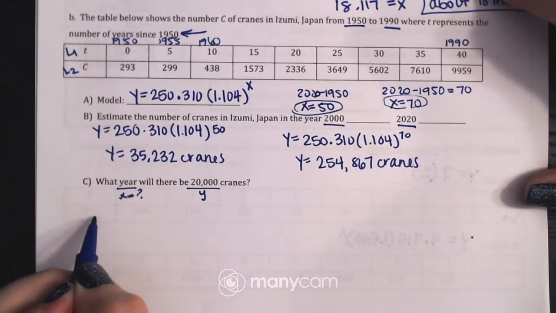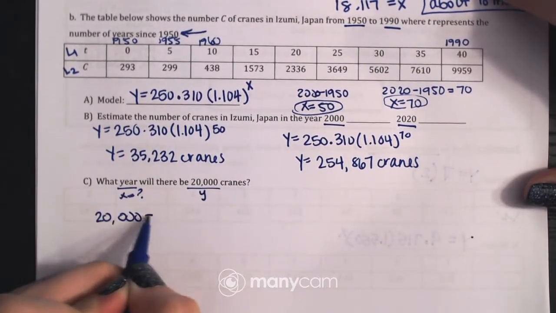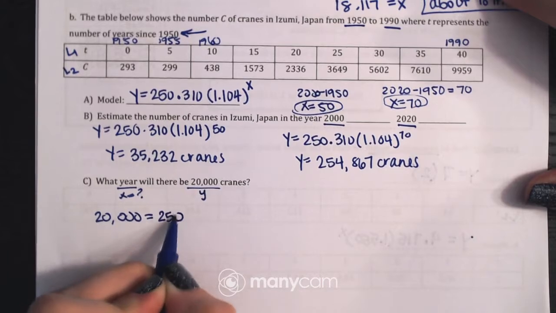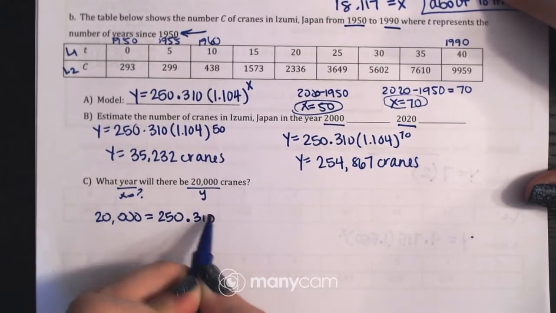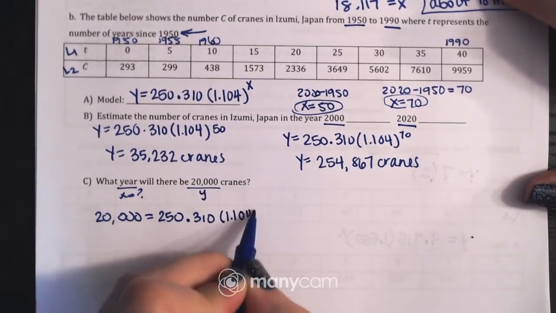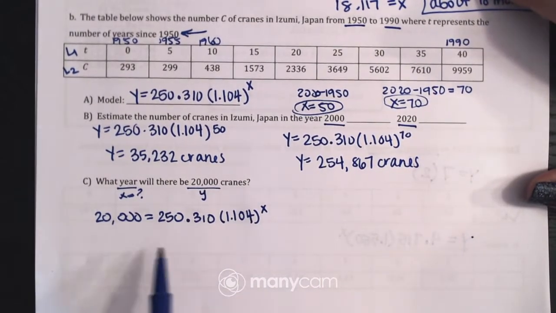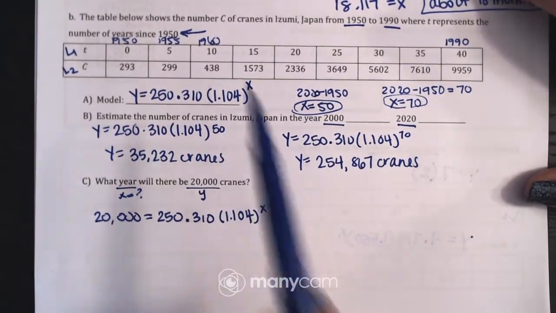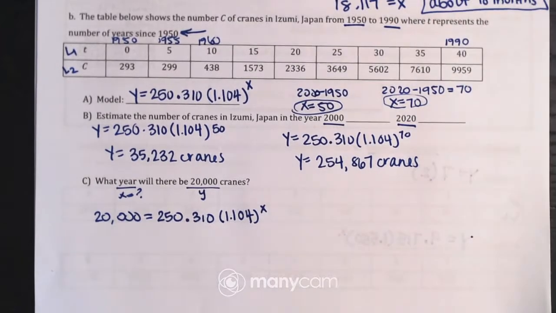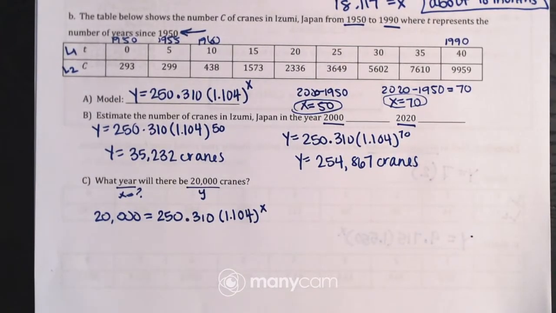Okay, so I'm going to plug in 20,000 equals 250.310 times 1.104 raised to the x power. Okay, what I want you to do is see if you can solve this equation. It's very similar to the steps we did above. So go back to the steps from before, see if you can solve that equation using logs.